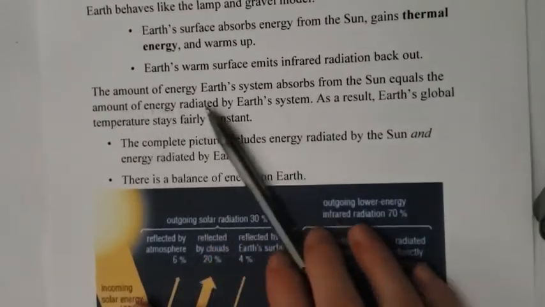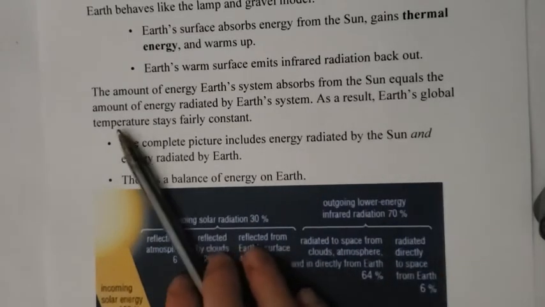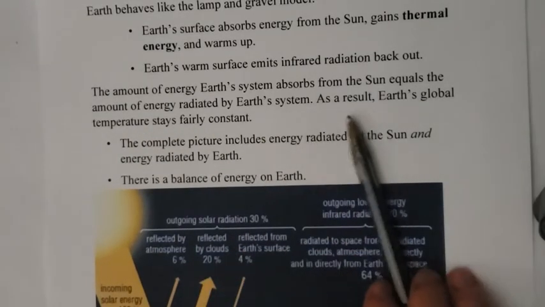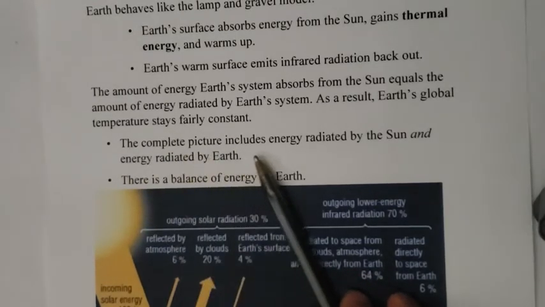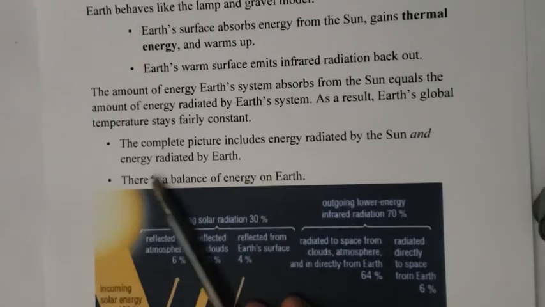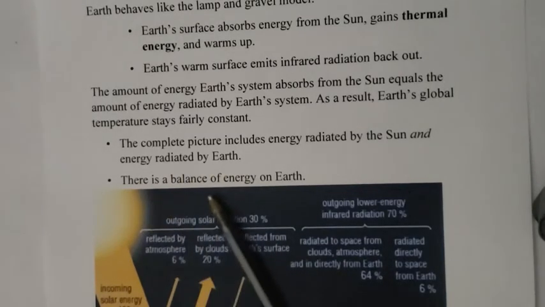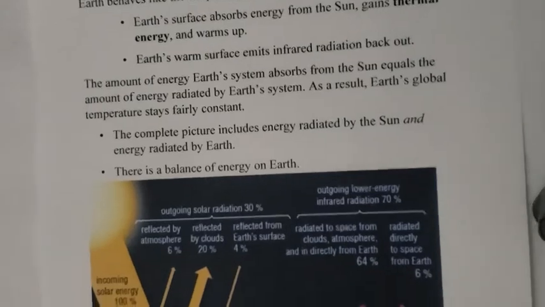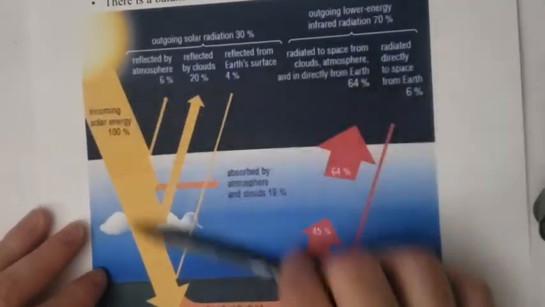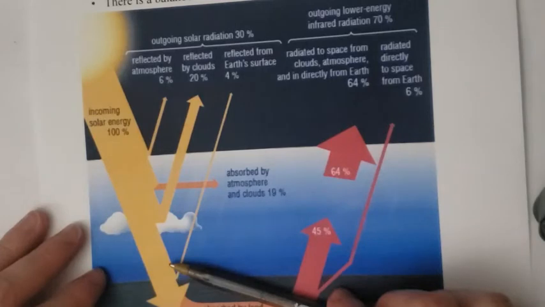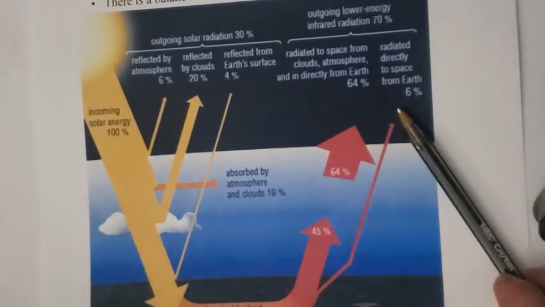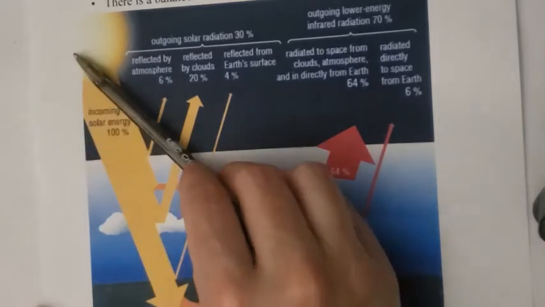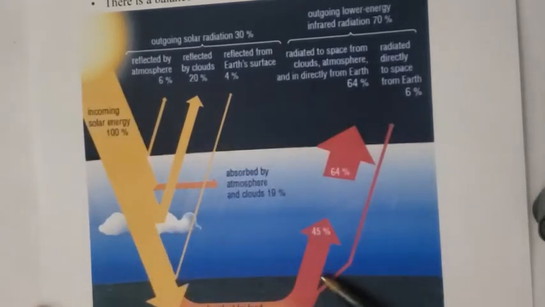So it says the amount of energy Earth's system absorbs from the sun equals the amount of energy radiated by Earth's system. As a result, the Earth's global temperature stays fairly constant. The complete picture includes energy radiated by the sun and energy radiated by Earth. So there's a balance, and it has to be that way, because if all we're doing is receiving, the temperature is going to go up. If we just give off energy, then the temperature is going to go down. So we need to realize how much we're absorbing in should equal how much is given off.